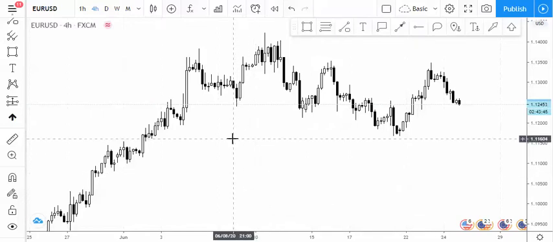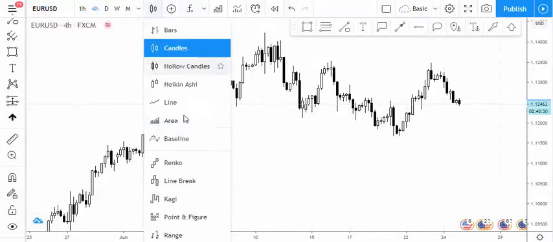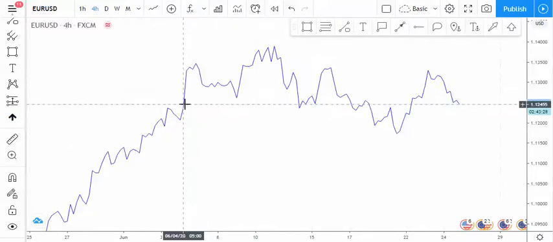In this episode, I'm going to talk about the difference between line charts, bar charts, and my favorite type of charting to look at, candlestick. So let's begin with the line chart.